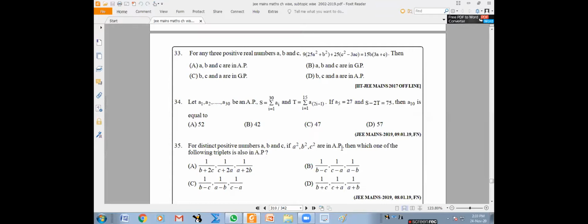Okay, up to 35. Anybody has any other doubt? 34. What is this? Sum of 30 terms is S. Sum of only odd numbers is T. Then you can also get only even numbers also required. S minus 2T should give us common difference, which is S minus T minus T should give you 15 directly common difference.